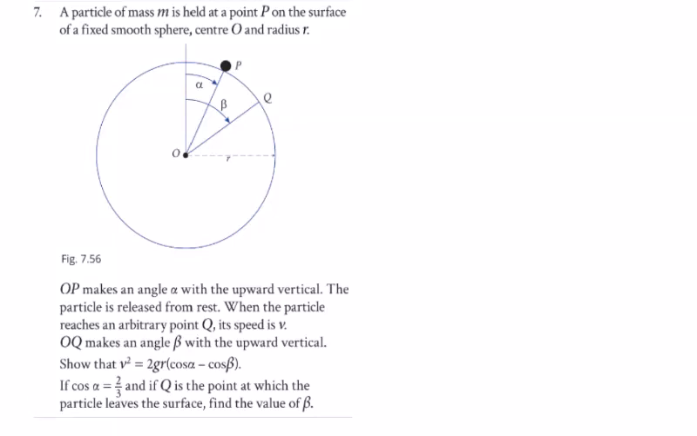Question 7: we have a particle of mass m held at this point here at P on the surface of a smooth sphere, center O and radius R, as we can see in the diagram. OP makes this angle alpha. So we can get this height here in terms of the radius. The height that it would be above O is going to be R cos alpha, it's adjacent.